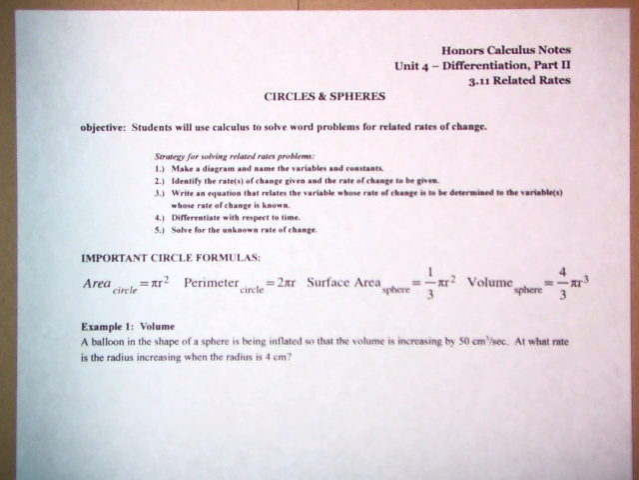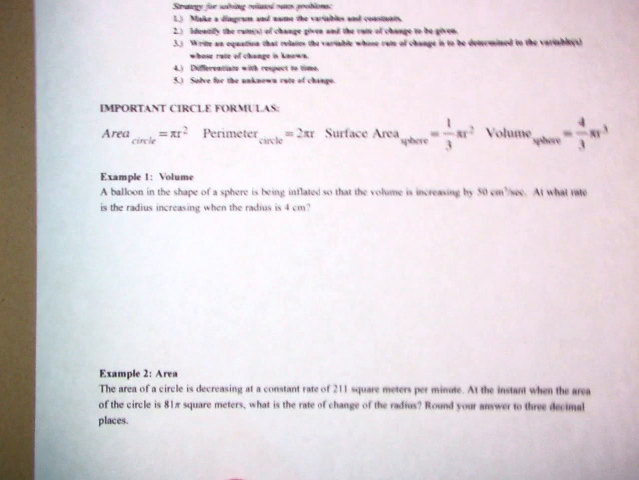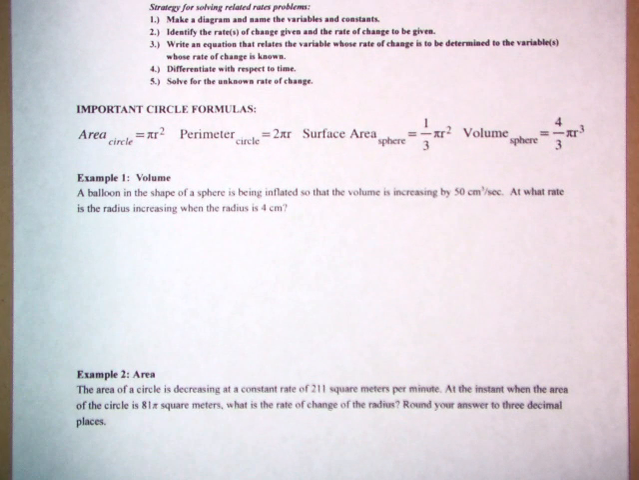For our final lesson in related rates, we're going to look at circles and spheres. Steps 1 through 5 outline our strategy. I've also included in these notes important formulas of area of circles, perimeters of circles, surface area of a sphere, and the volume of a sphere. Starting with example 1.